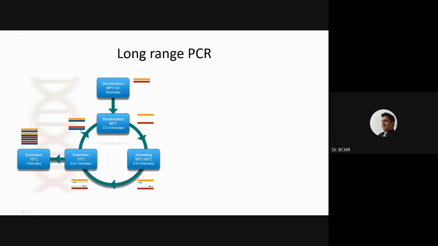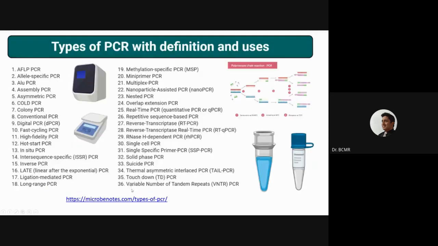PCR, right? And here is a link. You can type this one and find out. There are many other types of PCRs. Note that the overall principle of PCR will remain the same. Some of them we already finished. For example, variable number of tandem repeats we have finished, and AFLP, allele specific PCR, and many other things we have finished. Mostly we also finished some of the important ones.